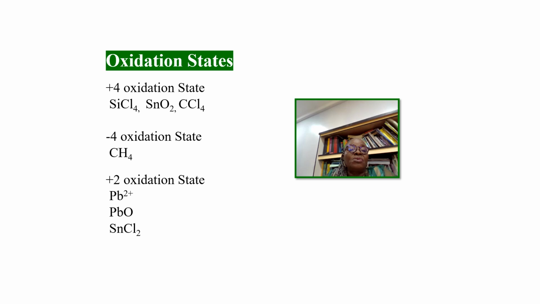And also, it can exist as +2, like in lead ion, in lead oxide, and in tin dichloride, as shown on the slides. So moving down the group, there are more examples of +2 oxidation states, due to the increase in the inert pair effect.